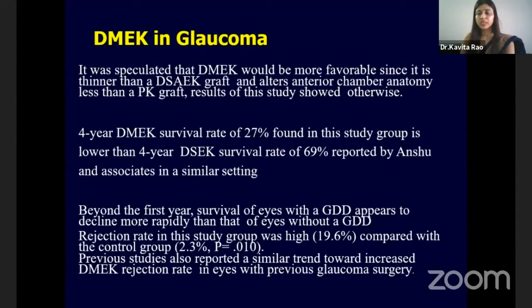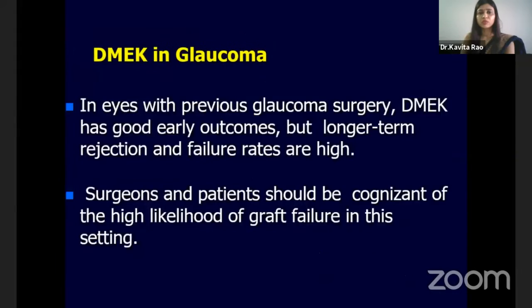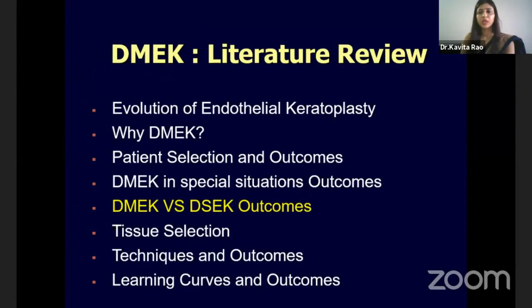Now, it was thought that since it's a thinner tissue, and for the anterior chamber morphology, this may be better. But if you compare it with DSEK, you actually see that DMEK in glaucoma is not really doing very well. We do not know the reason why that's happening, but there is more rejection that is seen. Probably the learning curve and difficult surgeries could also contribute to that. So we need to be cognizant of this when we are planning surgery.